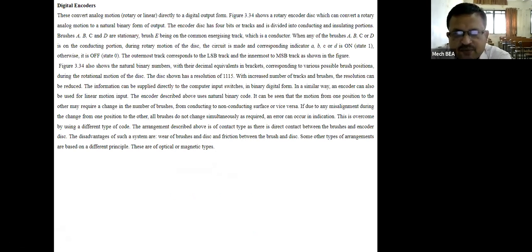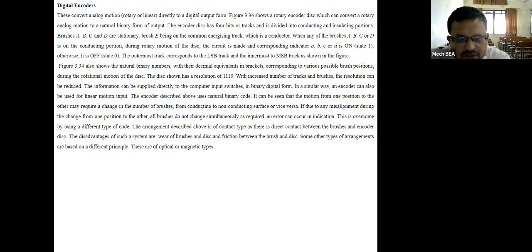It means one disc is there, and in that they have made 5 parts. The encoder disc has 4 bits or tracks and is divided into conducting or insulating portions. Brushes A, B, C, and D are stationary. Brush E is on the common energizing track, which is a conductor. When any of the brushes A, B, C, or D is on the conducting portion during rotary motion of the disc, the circuit is made and the corresponding indicator A, B, C, or D is on. Otherwise, it is off. That is state 0. On means state 1. The outermost track corresponds to the LSB track, and the innermost to the MSB track as shown in the figure.